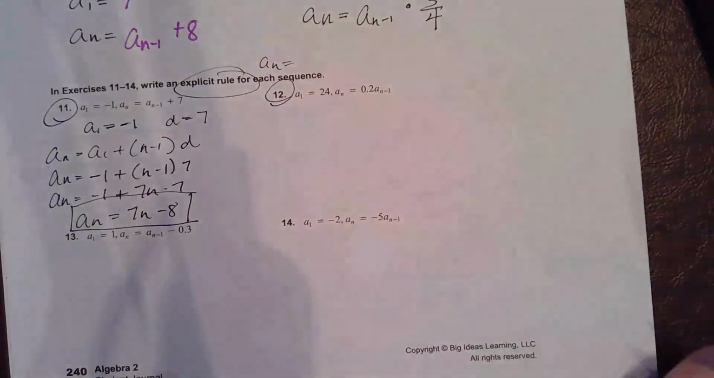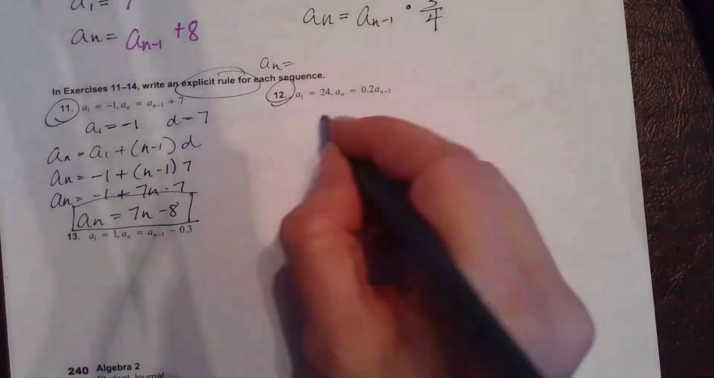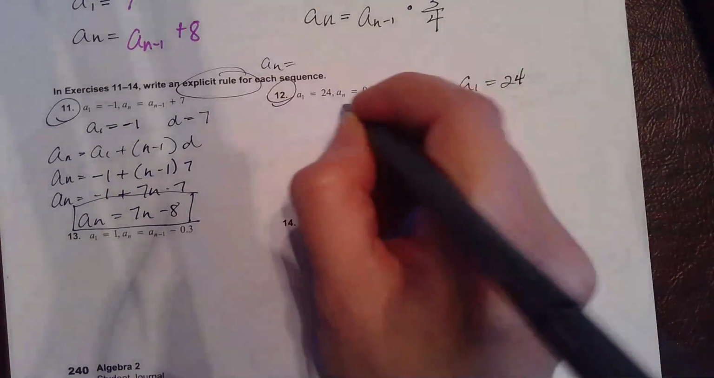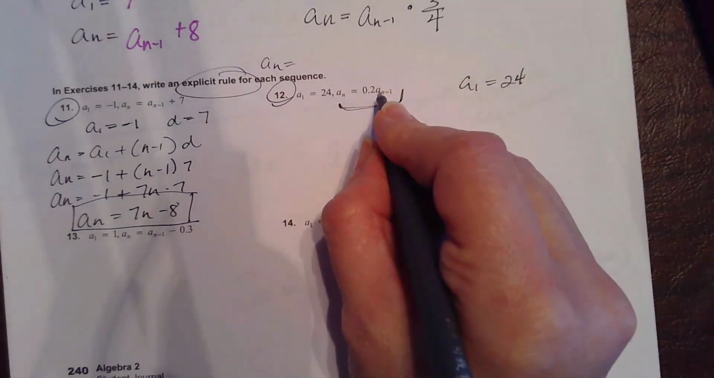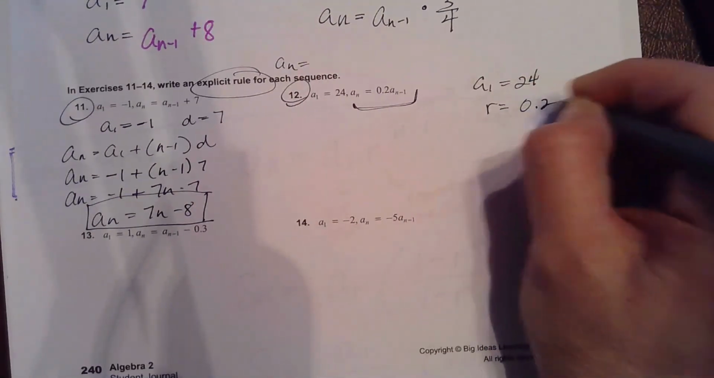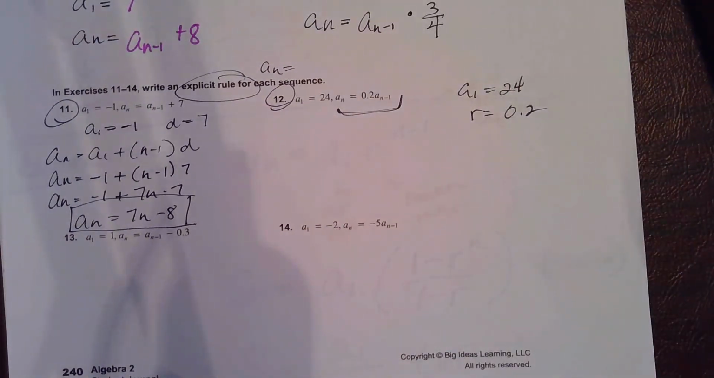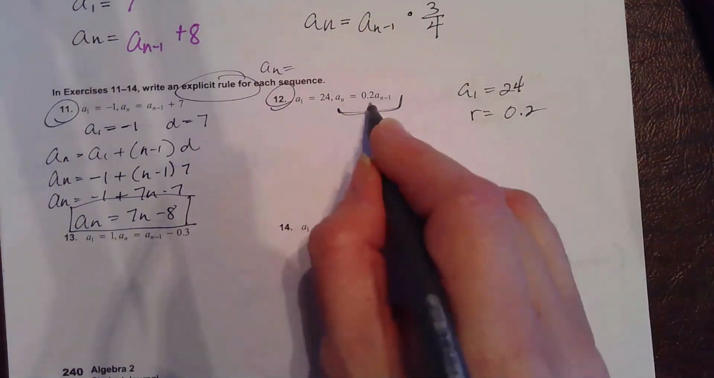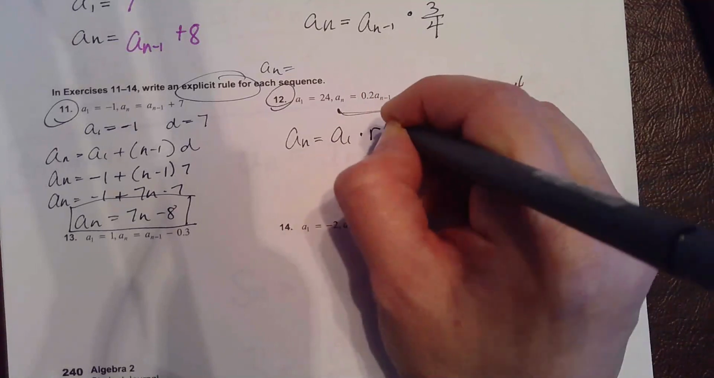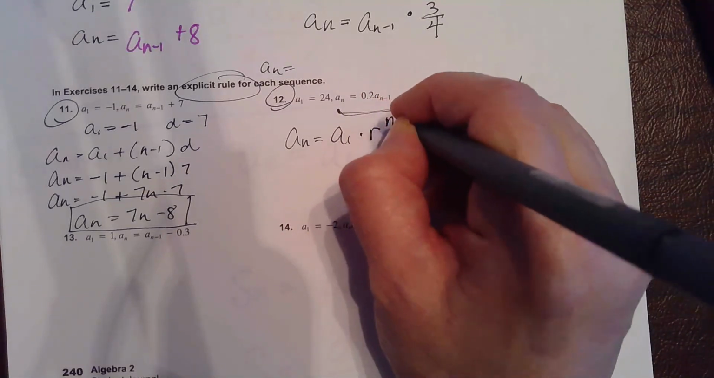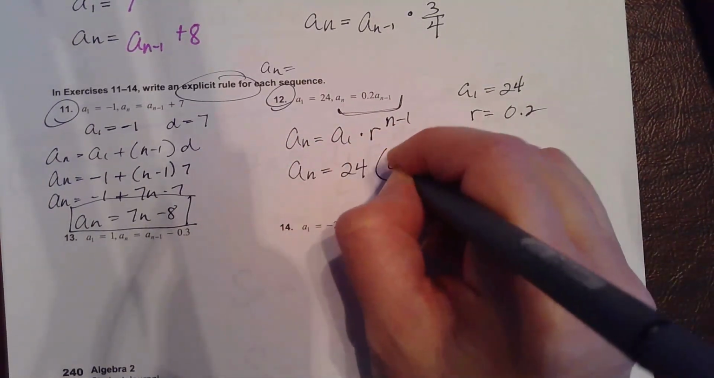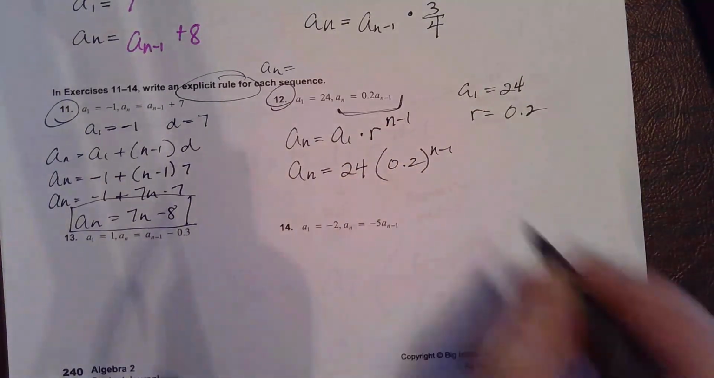Let's do another one. So number 12. Again, this is your recursive rule, because it's telling you where to start. So your a sub 1 term is 24. It's telling you what you're doing to get to your next term. So it's saying take your previous term and multiply by 0.2. So your common ratio is 0.2. Because this is recursive, this is geometric because you're multiplying by a constant amount. So if we write our explicit rule, all you're doing is plugging in your information. So I'm plugging in my first term, plug in my common ratio to the n minus 1.